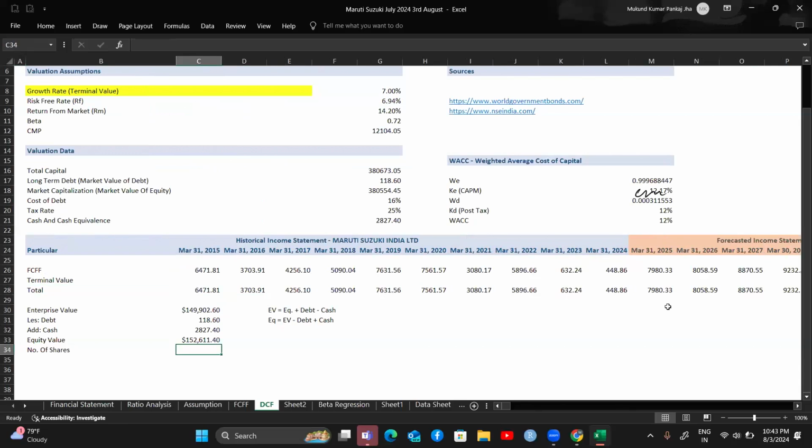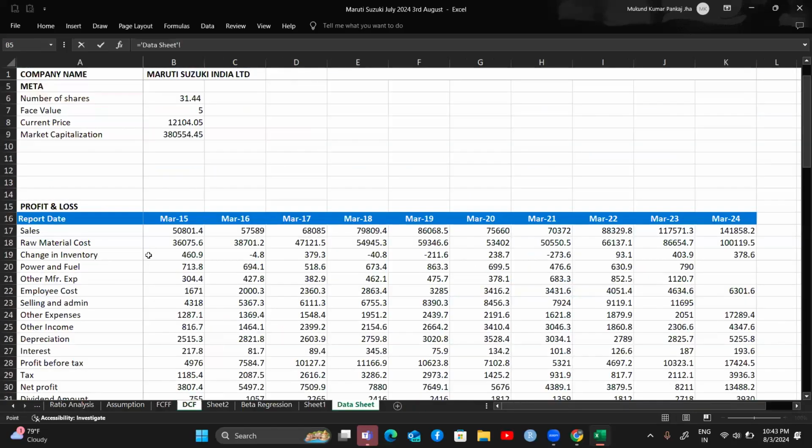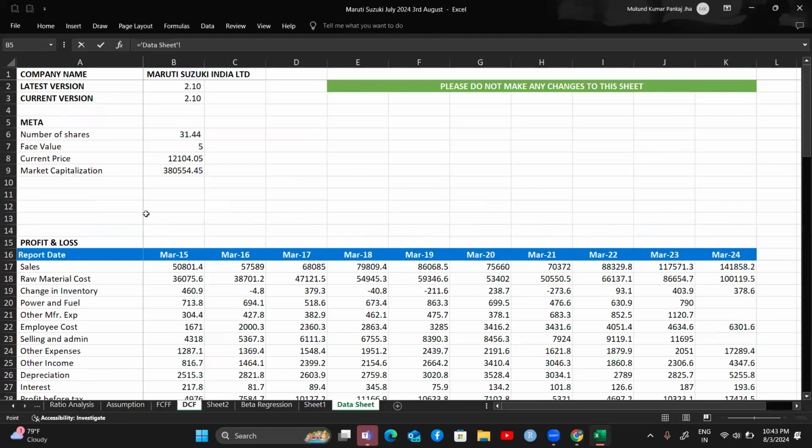Number of shares. Do we have the number of shares with me? If not, we will have to go to the data sheet. Number of shares is 31.44. These values are in crores, I guess.